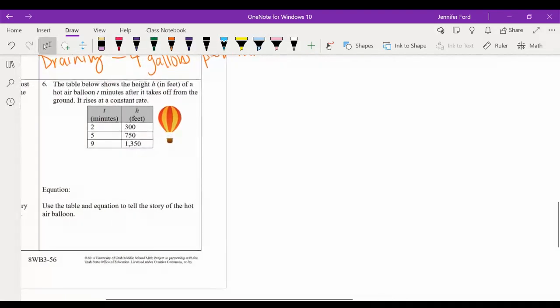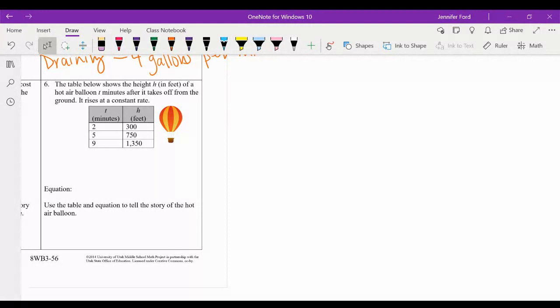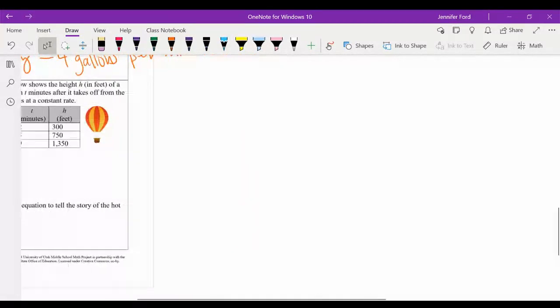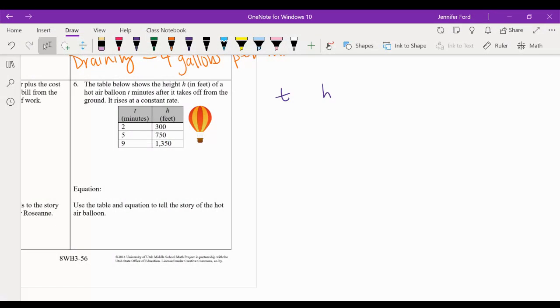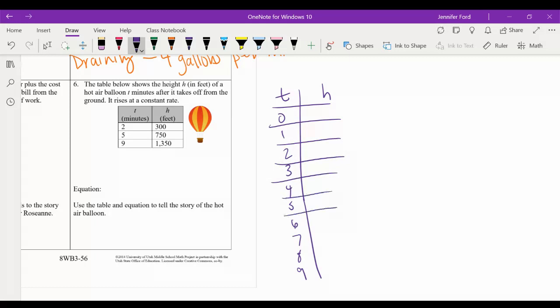The table below, so problem 6, shows the height in feet of a hot air balloon as T minutes after it takes off from the ground. It rises at a constant rate. If you want to do a nice long table with T and H, 0 through 9, you're welcome, happy to do that. I know that this is 300. I know 5 is 750. And I know 9 is 1,350. Okay, let's figure out the other ones.